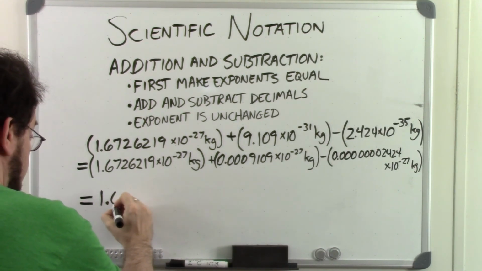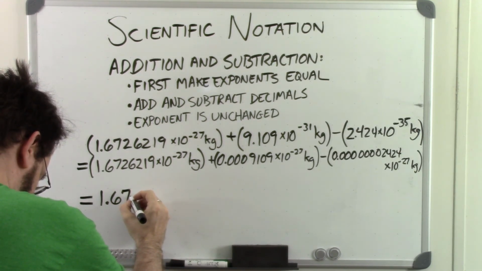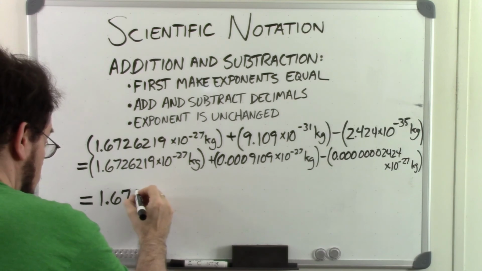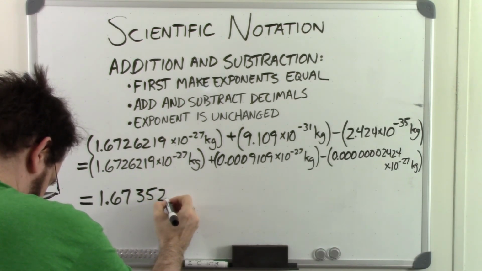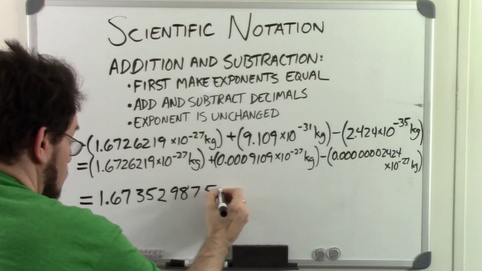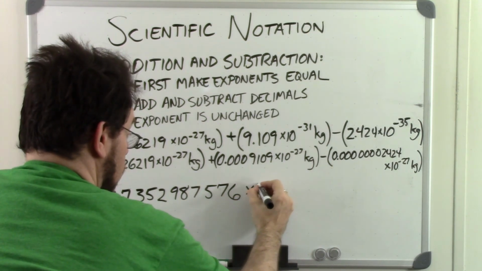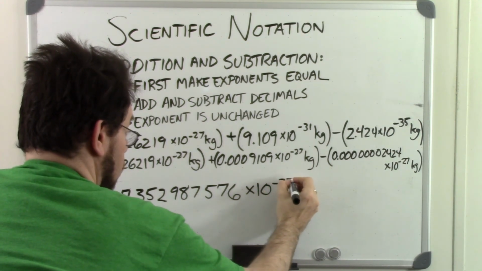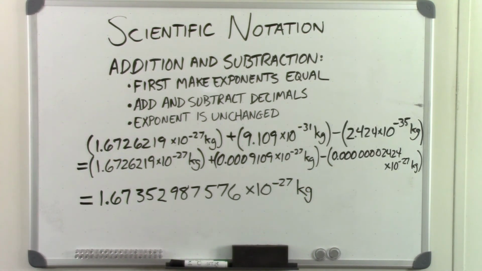So we get 1.672619 plus 0.0009109 minus 0.00000002424 equals 1.6735298756 times 10 to the minus 7 kilograms as the mass of the hydrogen atom.